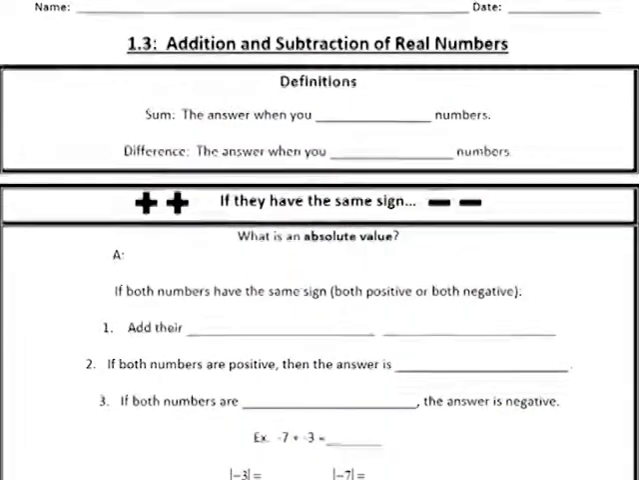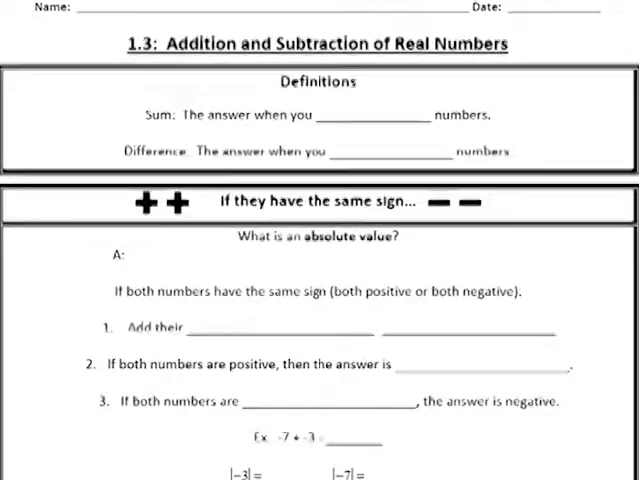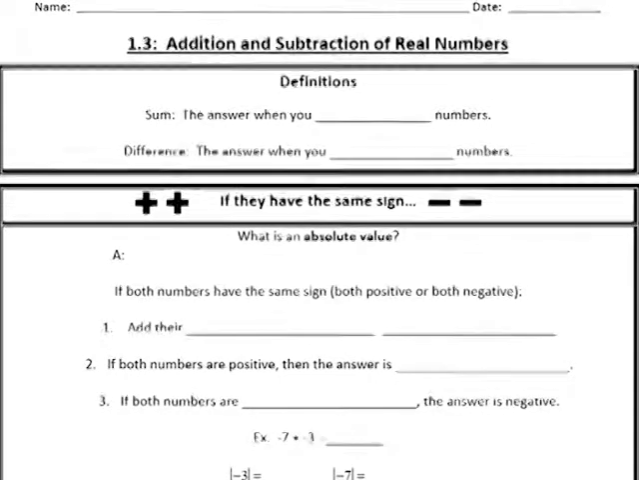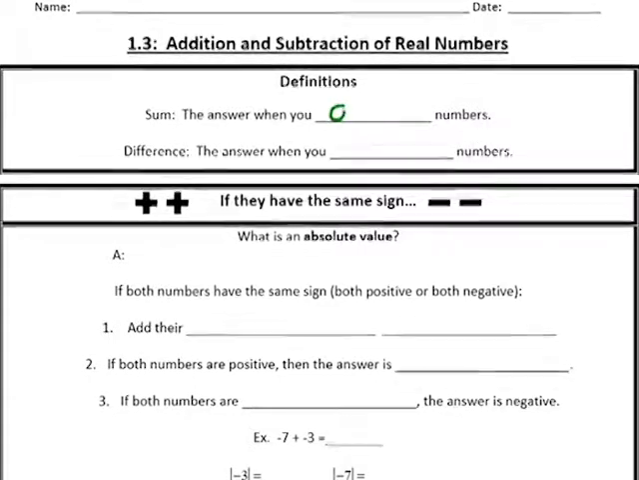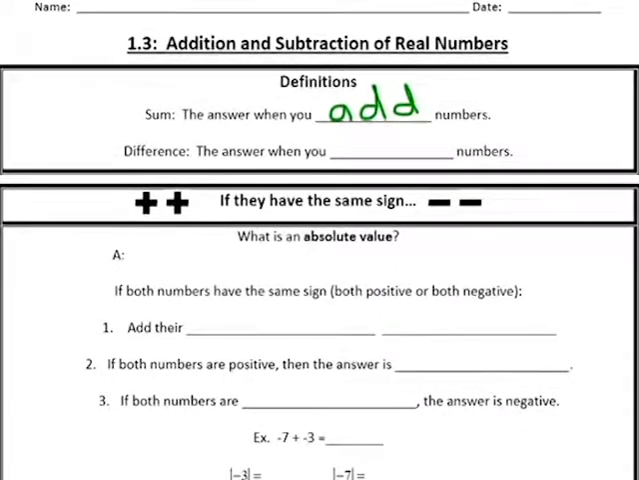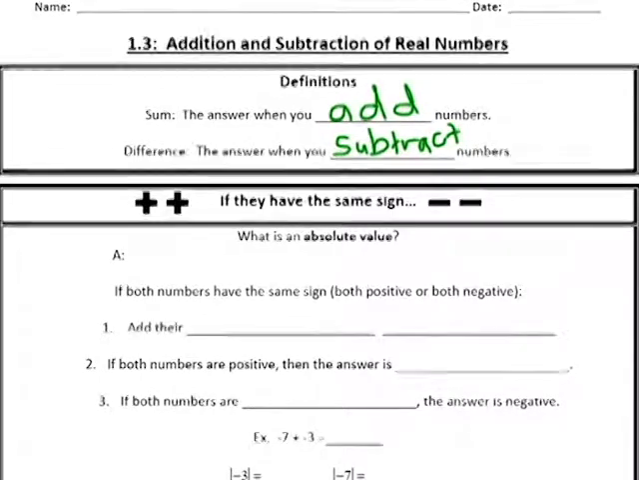Welcome back. Let's get on the same terms, vocabulary-wise. When you add two numbers, the answer is the sum. The difference is when you subtract. These are the names for the two answers. An addition answer is called a sum. A subtraction answer is called a difference.